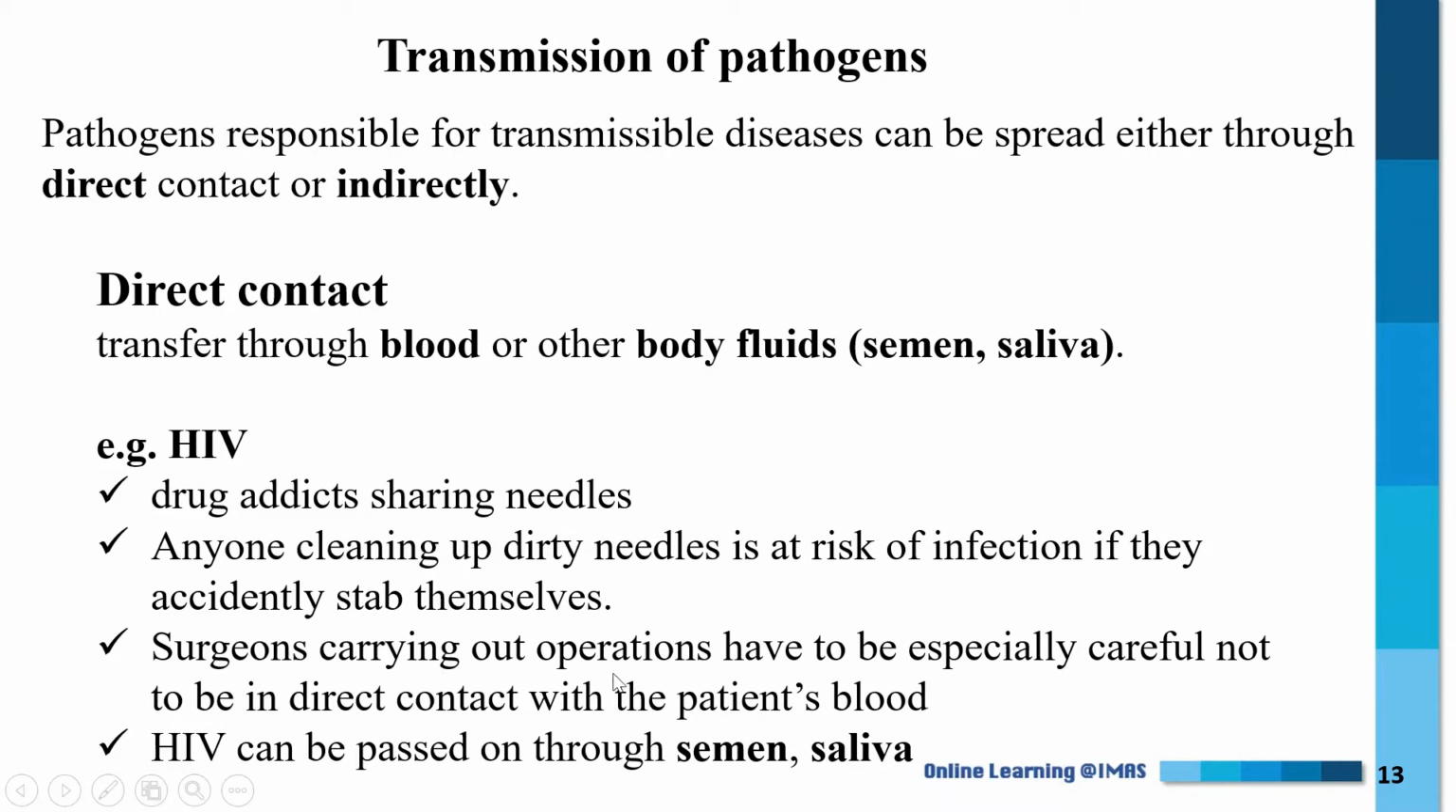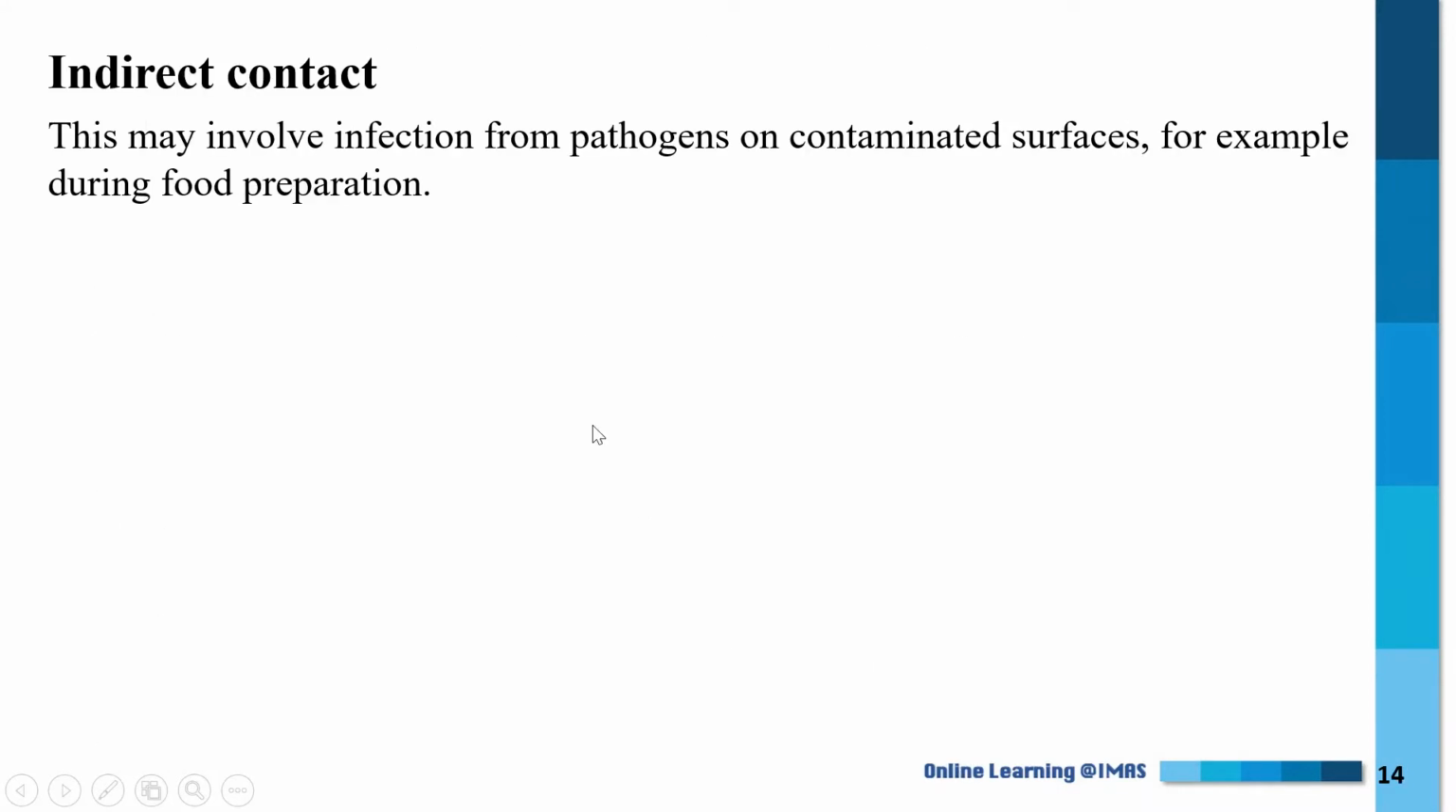A surgeon carrying out an operation can actually be infected if they come in direct contact with the blood of the patient. HIV can also be passed through semen or saliva, usually during sex. All right. Indirect contact. This one may involve things you have to be very careful about.